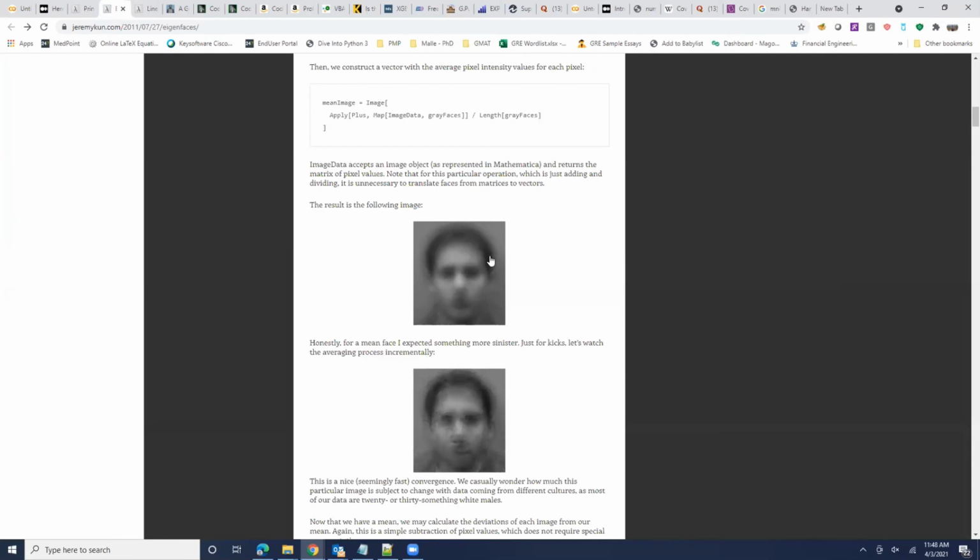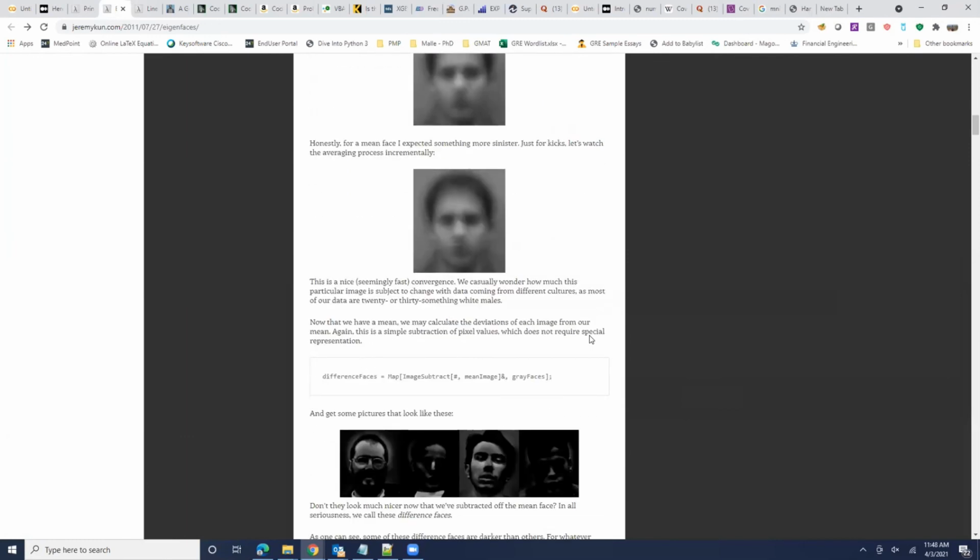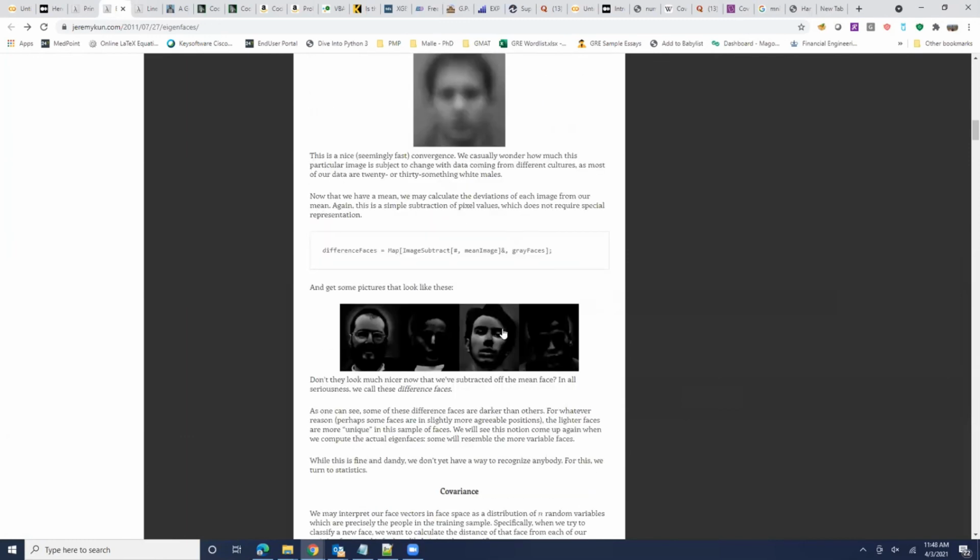So this is supposed to be the average face of these 36,000 faces. And this is supposed to be the difference from the average. If you notice, this guy has a very prominent forehead, whereas this guy's forehead is not that prominent, same as this one. This guy's forehead is very different from the average forehead. This guy's forehead is very similar to the average forehead, and this guy's forehead is extraordinarily similar to the average forehead.